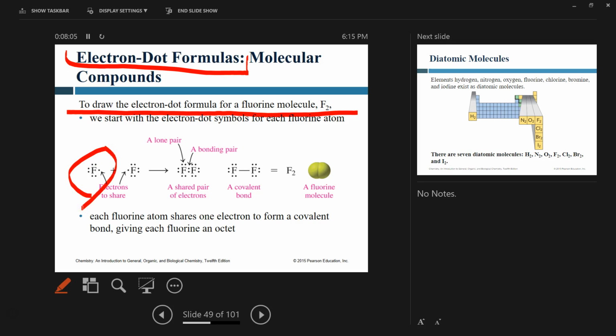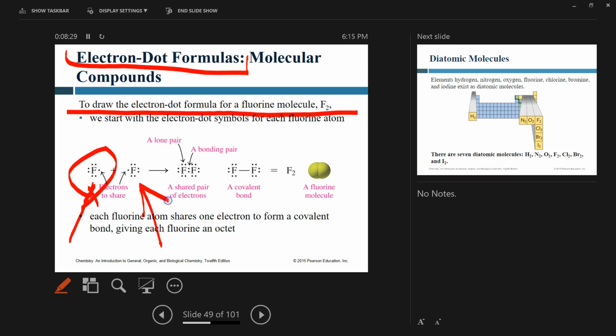Fluorine is the element found in the 7th representative group. You probably know by this time, but it's in the 7th group. So how many electrons are on the outer shell? 7. So here you can see, if you count, there are 7 dots. Each dot represents one valence electron.